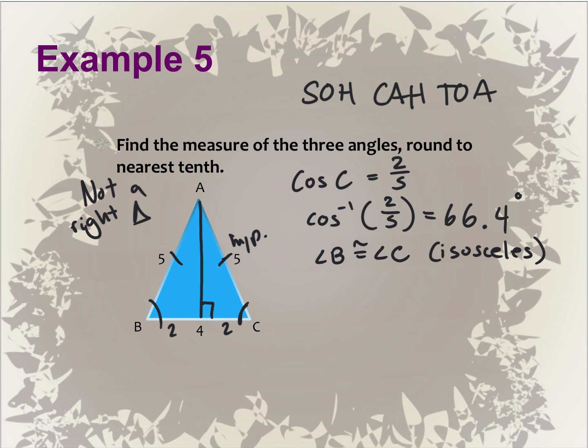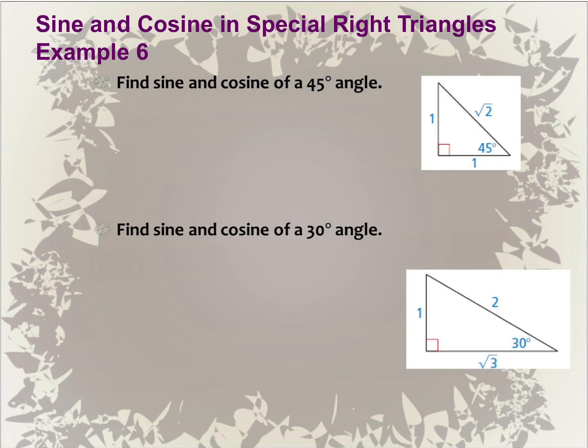So since we know that they're equal, I can actually just go ahead and do angle A equals 180 minus 66.4 minus 66.4. So that's going to be 180 minus 132.8, which is 47.2 degrees. So angle A ends up being 47.2 degrees.